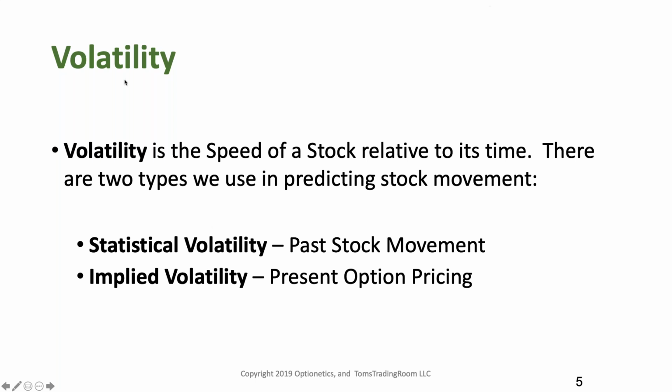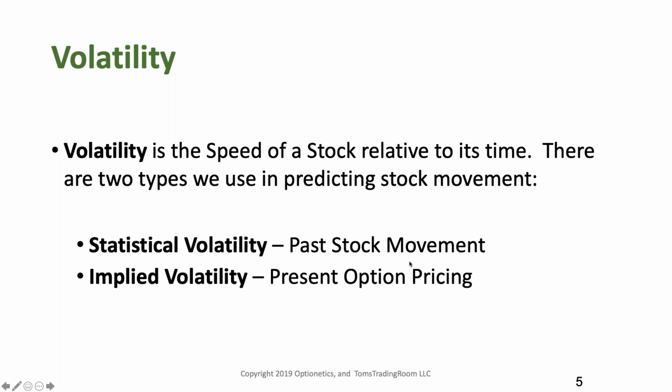The other thing you've got to pay attention to is volatility. And volatility is the speed at which a stock moves relative to its time. So there are two types of volatility we use when we look at stock movement. Statistical, which is past stock movement, and implied, which is present option pricing. Okay, now I want to show you an example of the two of those.